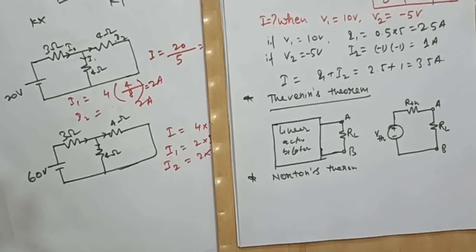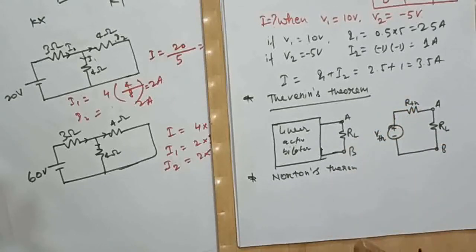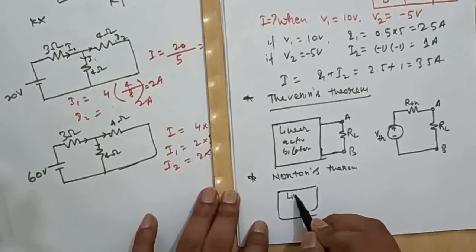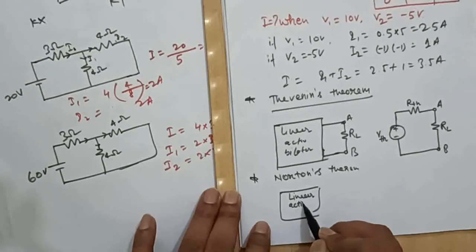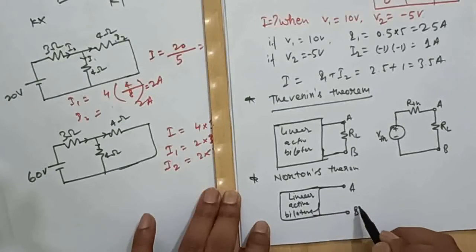Continuing with that, IN, that is Norton current, is nothing but the short-circuited current across the target terminals A and B, and Rn is what? The equivalent resistance as seen from terminals A and B. Means if this is a circuit, linear active bilateral, this is A and this is B, this is RL.